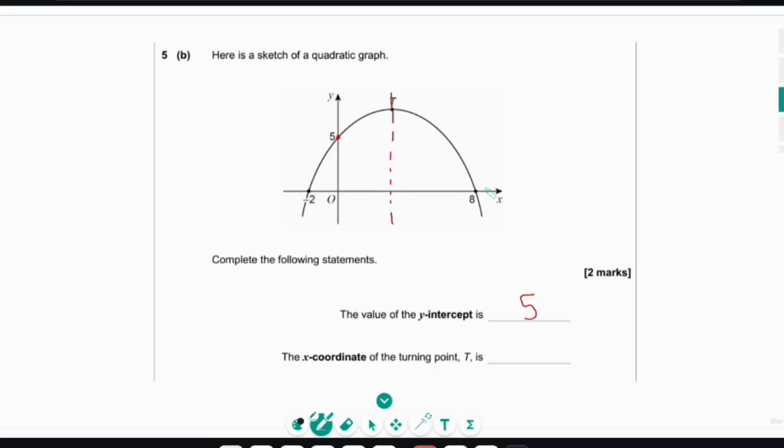So between -2 and 8, there's 10 units. Divide that by 2 to get 5. There must be 5 on each side. So 8 taken away 5 is 3. Yep, that works out. So the x-coordinate here is 3.